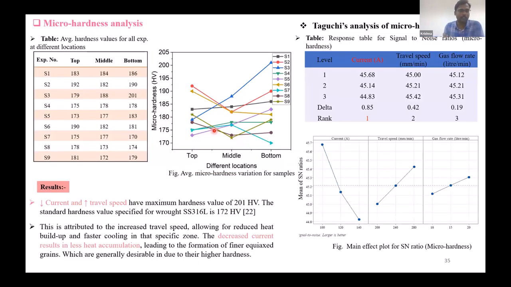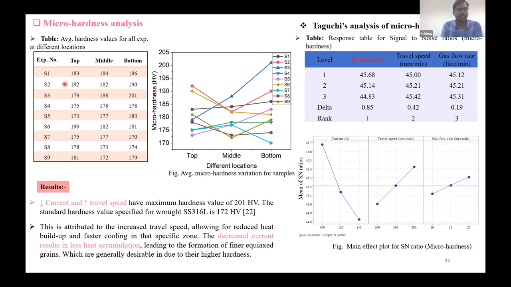If we talk about the microstructure, it actually plays a key role. If we are increasing the current, the droplet detachment will be easier, and the solidification has to go from a high temperature to a low temperature. At the same time, if we are increasing the travel speed, these are two counter parameters. If one parameter is increasing, the other parameter is counterbalancing the value of the hardness.